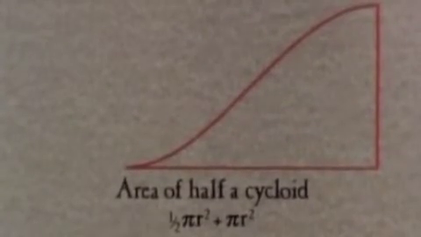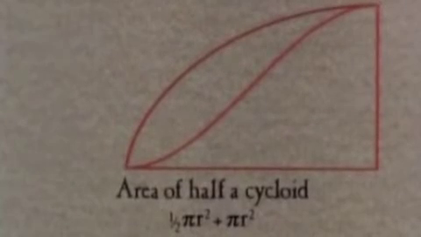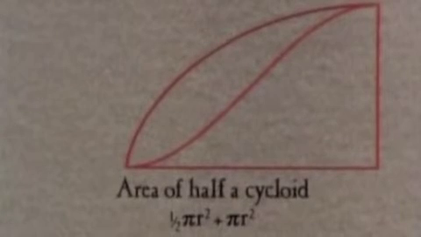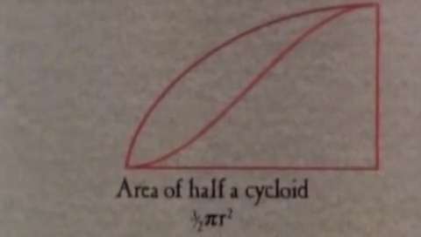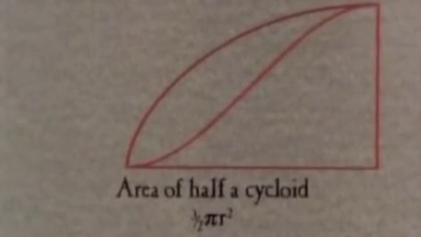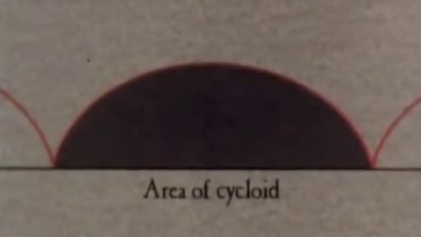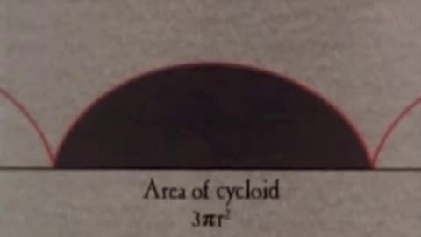That gives the area under half an arch of the cycloid to be a half pi r squared plus pi r squared, which is 3 over 2 pi r squared. So the area under one arch of the cycloid is twice this. That's 3 pi r squared. In other words, the area under one arch of the cycloid is 3 times the area of the generating circle.